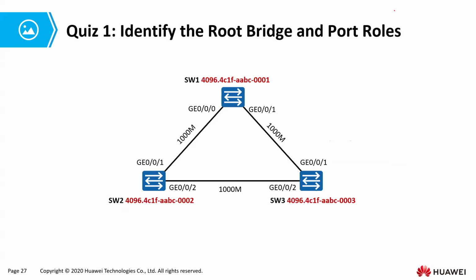Steps: number 1, you identify the root bridge. Number 2, you identify the root ports. Number 3, you identify the designated ports. Number 4, you identify the blocked ports.